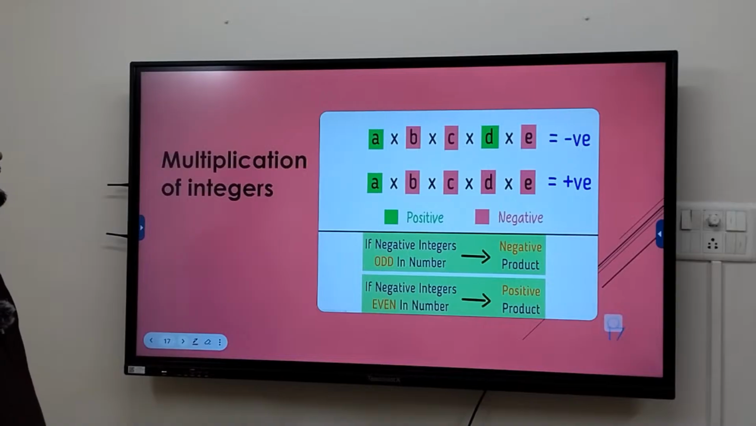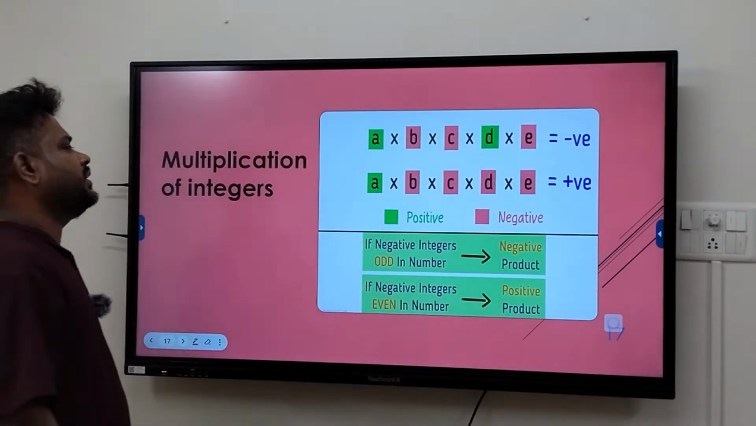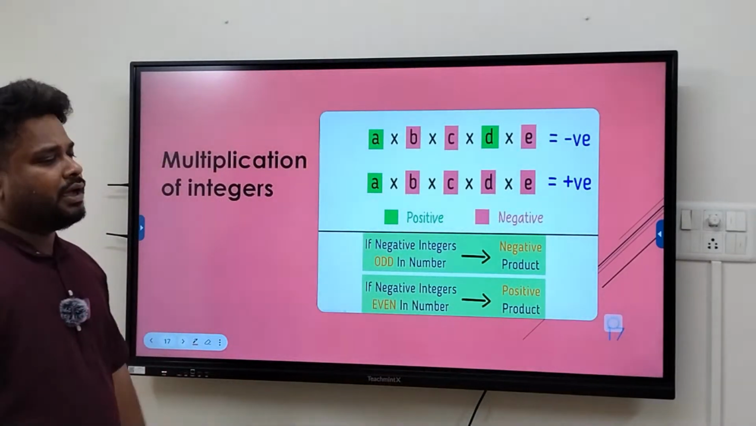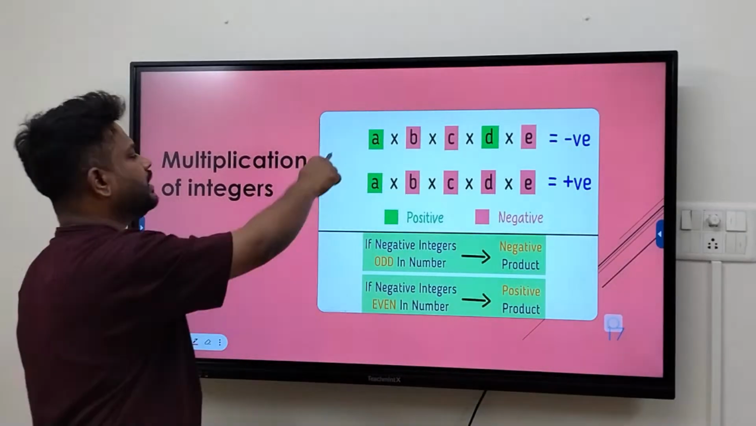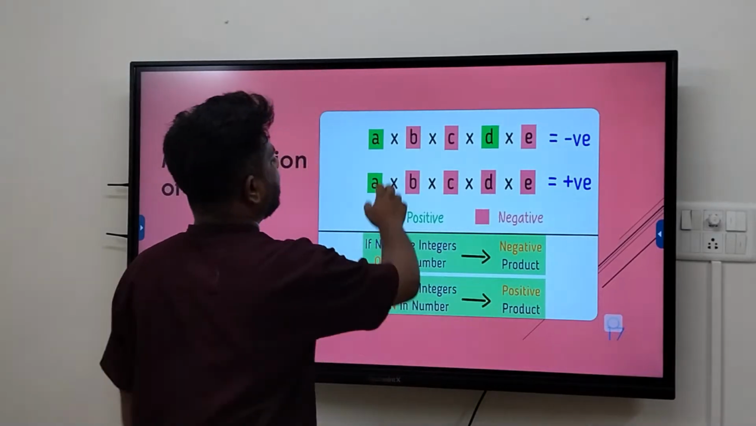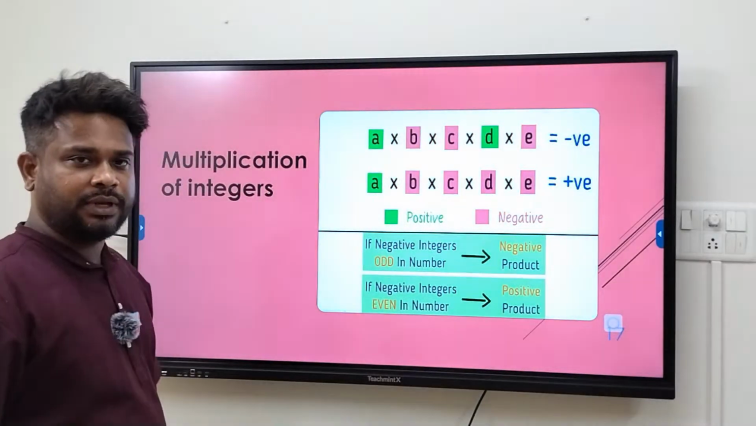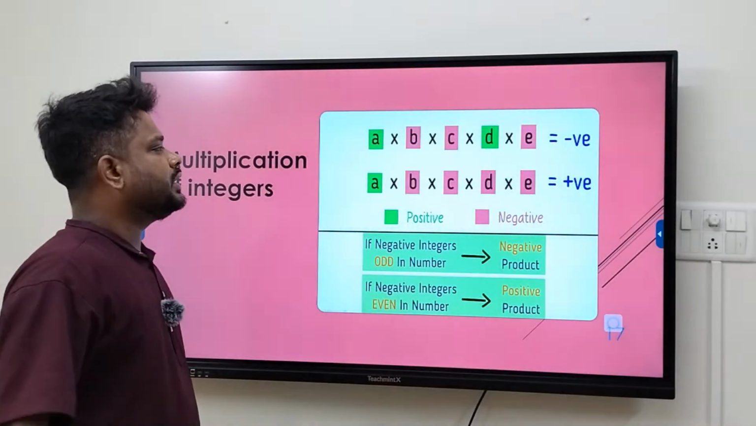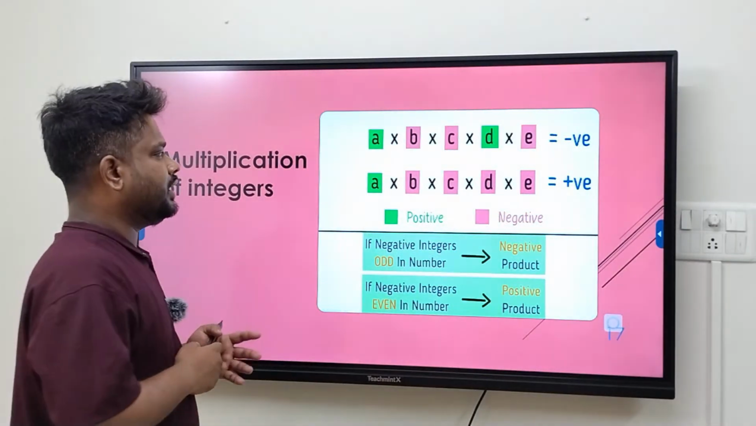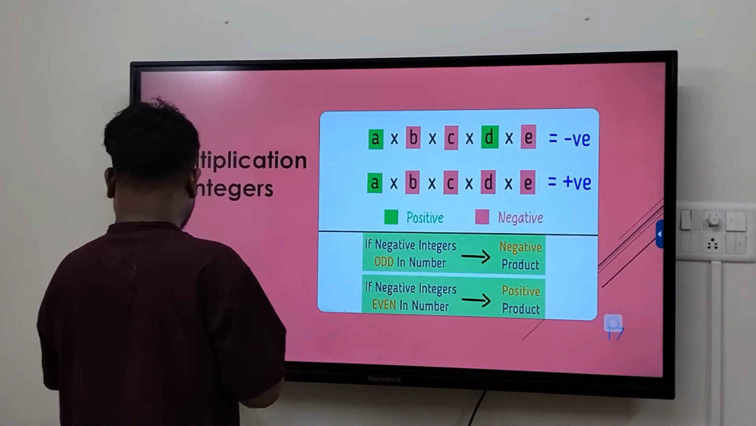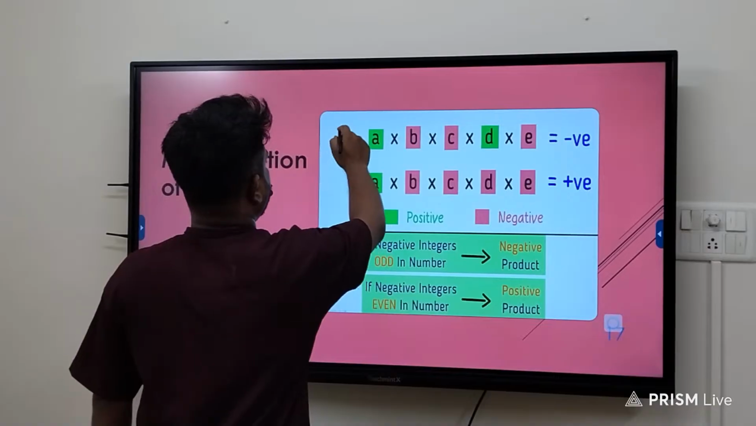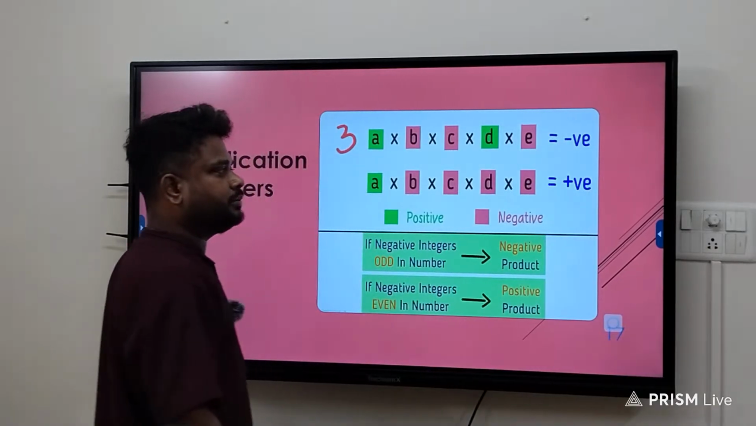Okay, let's go further. Multiplication of integers. Okay, we have already discussed it. There are 5 integers: 1, 2, 3, 4, 5. This one is positive, this one is negative, negative, positive, negative. Okay, here we have 3 negative numbers, so the answer will be negative. We have discussed that if the number of negative integers is odd, and 3 is an odd number, so the answer will also be negative.